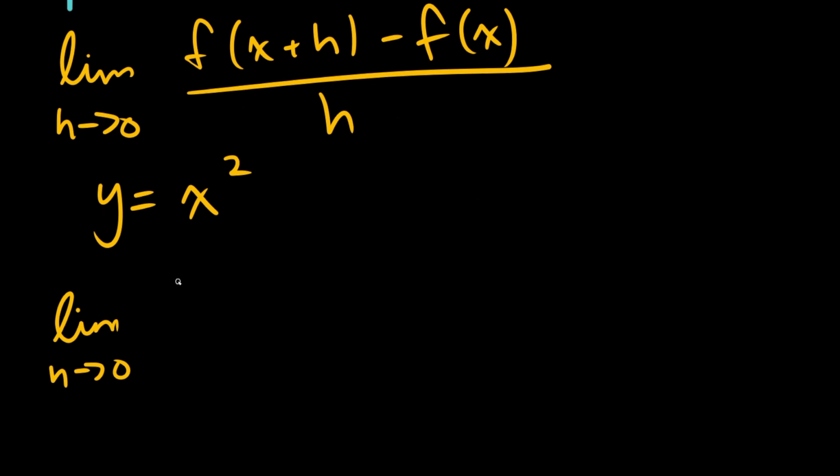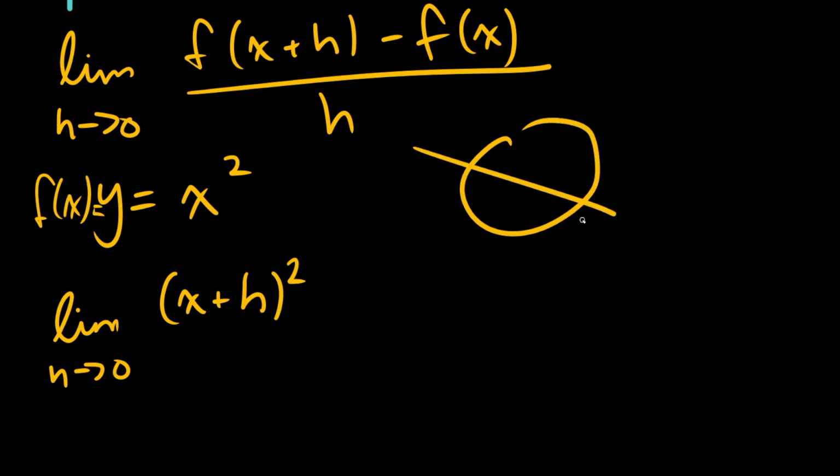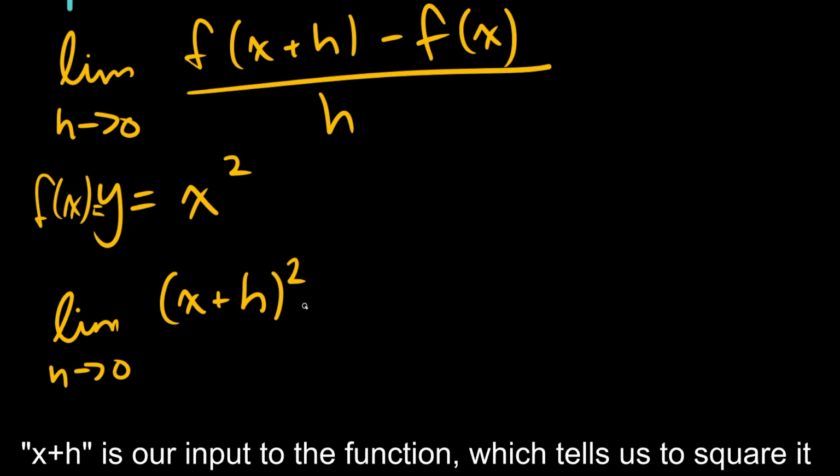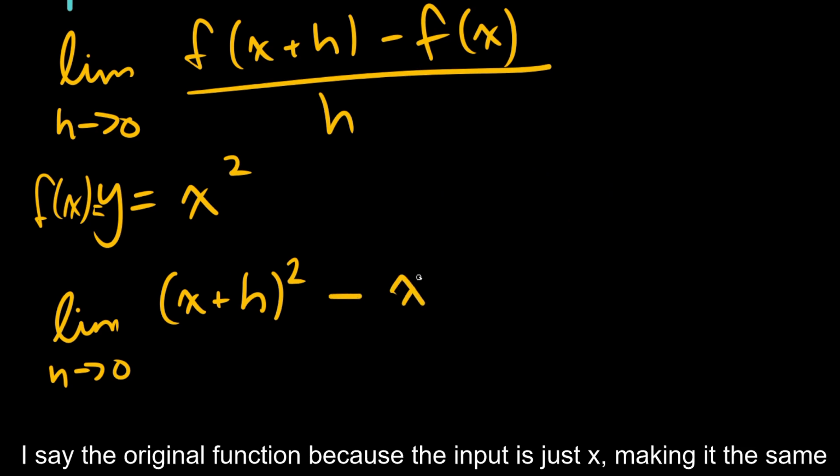This is a common mistake I see people doing, where they don't realize that this is their function. This is f of x, which is the same thing as y. So you would have x plus h, all squared, not x squared plus h in brackets like this. It would not look like that. So you'd have x plus h squared minus the original function, which was just x squared, all divided by h.